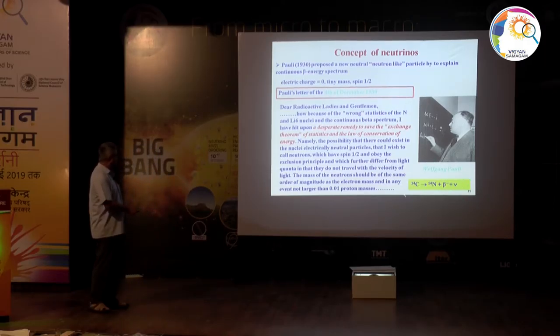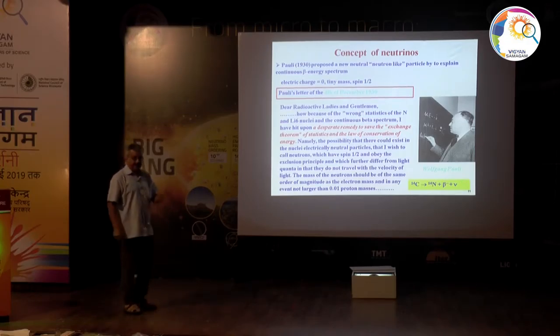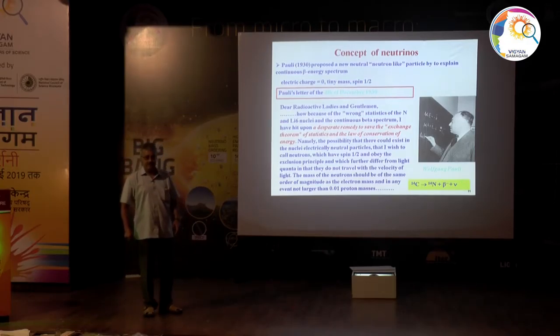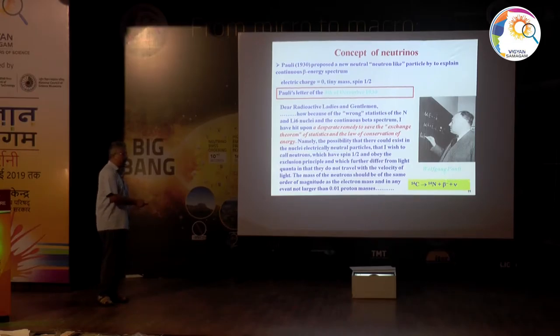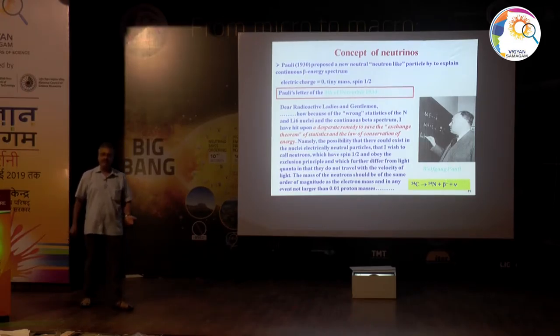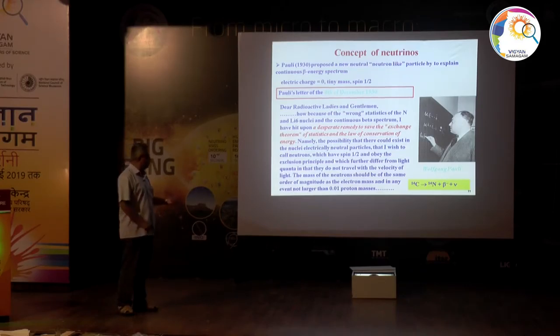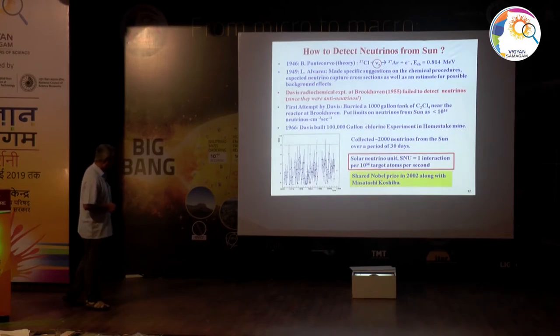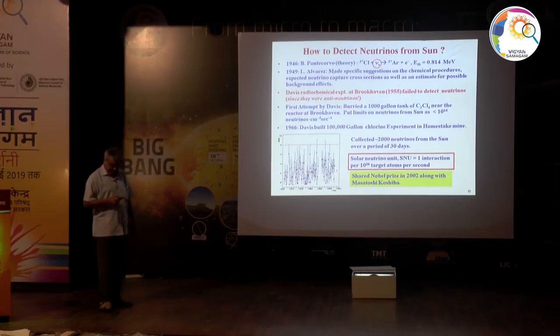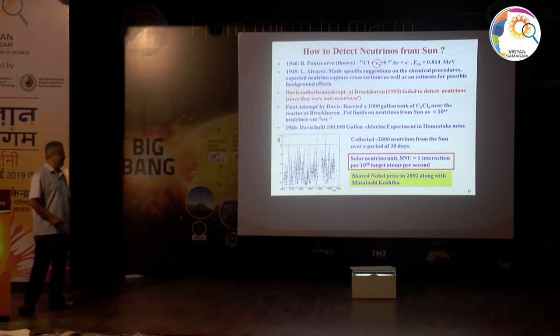And he also said that this particle does not interact with matter, so you will not be able to detect it. That's his initial point. Mainly he was trying to say that this particle interacts with material very rarely, so we do not see it. So that's the start of neutrino physics, around the 1930s. And then many people made postulations about how we can detect it. Even Pauli said that the interaction is very weak, so how can we detect it?